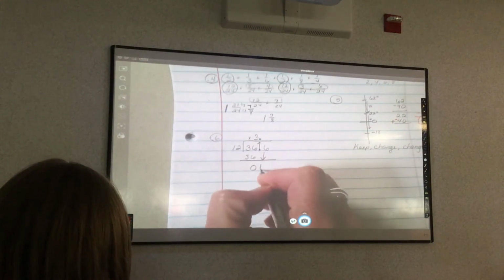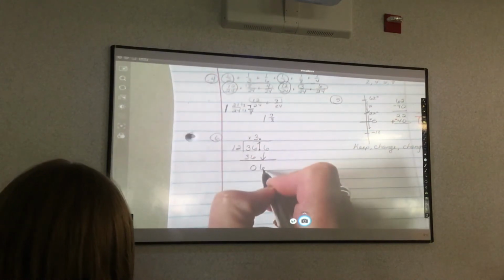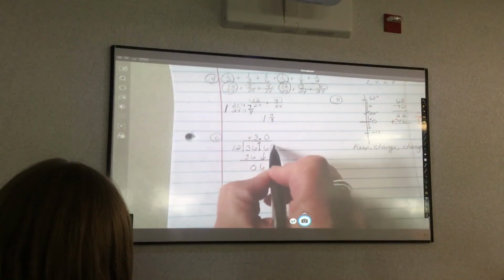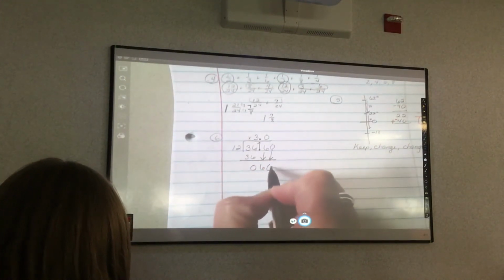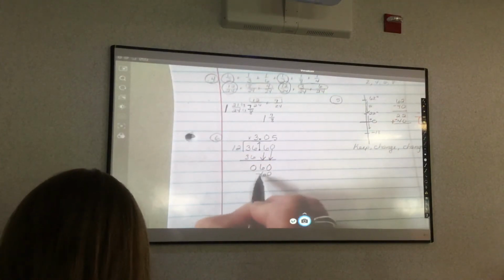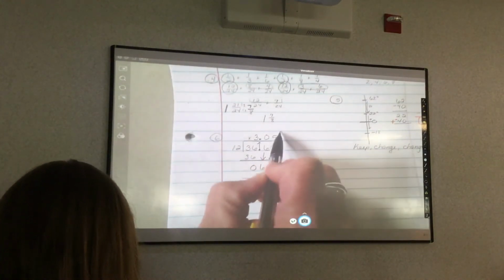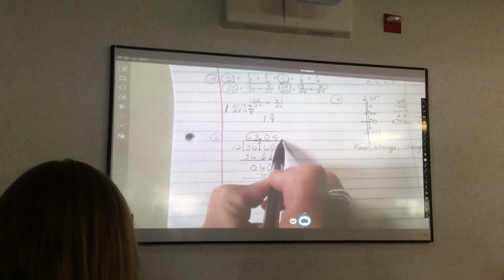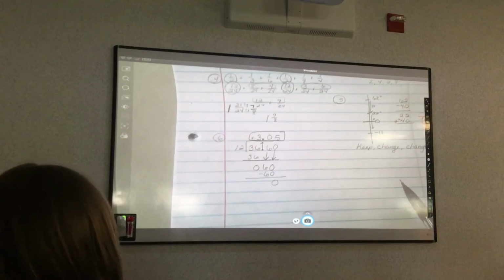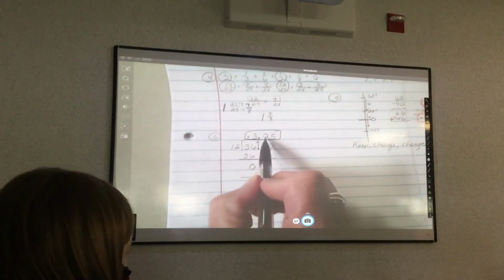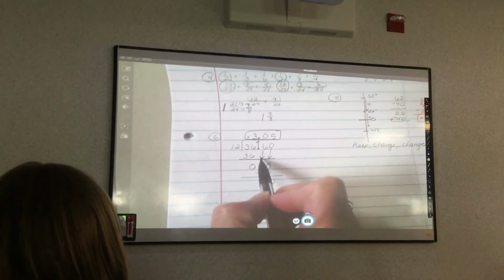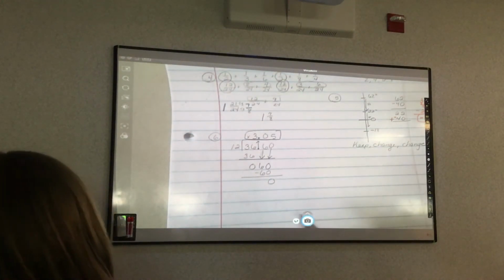Bring down the 6. 12 does not go into 6, so I add a 0. Add another 0, bring it down, and then 12 goes into 60 how many times? 5 times. Subtract it to make sure, and that is your final answer: 3.05. I got 3.5 because I didn't add the 0. Yes, don't forget that 0 there. That's why when you bring something down, you need to have a number above it.